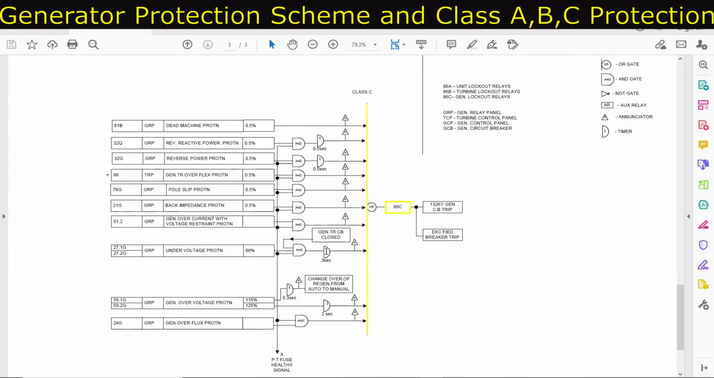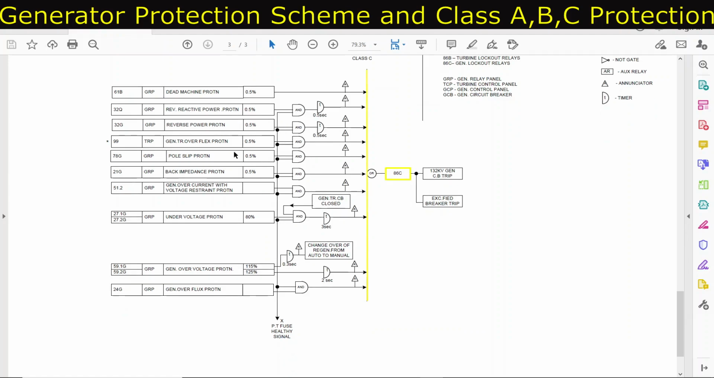Now we have class C protection. What protections are taken for class C? They have divided the protection into three parts: class A, class B, class C. We have seen the class A and class B protections. Now we have class C protection. This is 61B dead machine protection, reverse reactive power protection, reverse power protection, generator overflux, pole slip, backup impedance, generator overcurrent with voltage restraint protection, under voltage protection, over voltage protection, generator overflux protection. If any protection acts, we have an OR gate, and it falls under class C protection.